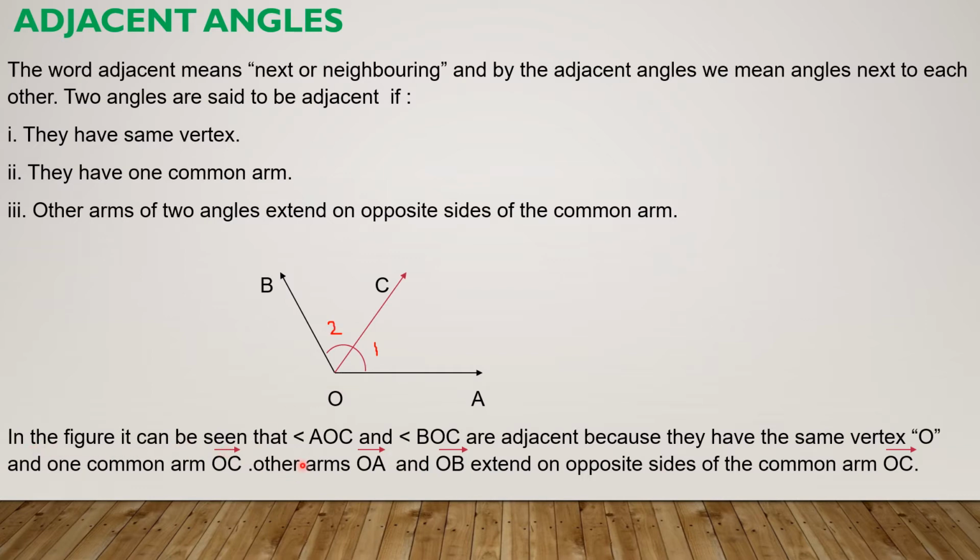In the figure it can be seen that angle AOC and angle BOC are adjacent. Why are they adjacent? Because both the angles have the same vertex, means both the angles have the same starting point, that is O, and one common arm OC, other arms OA and OB extended on opposite sides of the common arm OC. Hence these angles, angle 1 and angle 2, are called the adjacent angles.